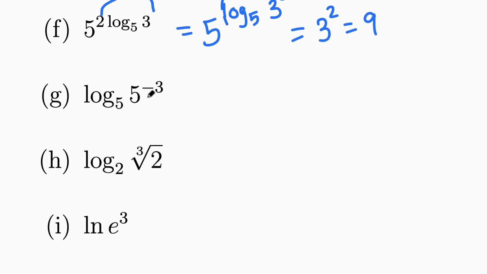Log base 5, oh, there's a negative 3 here. Log base 5 and 5, their actions cancel. This negative 3 comes to the front, by the way. This one just jumps to the front. Negative 3, and we have log base 5 of 5, which is 1. It's negative 3.